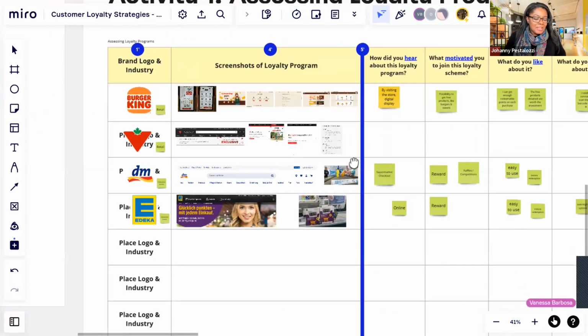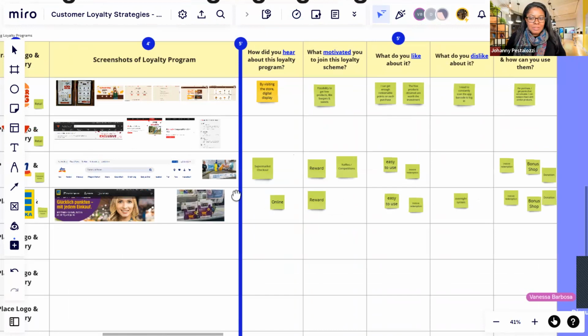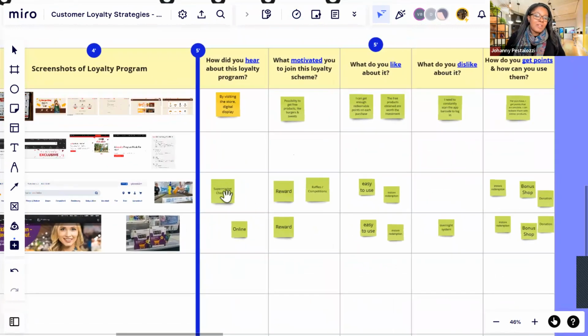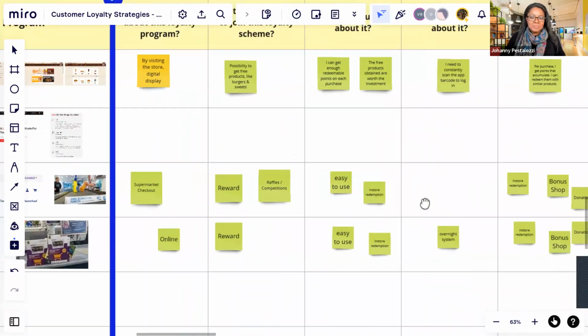Let's jump directly into the DM and EDICA examples. Please feel free to unmute yourself and describe the answers you provided.